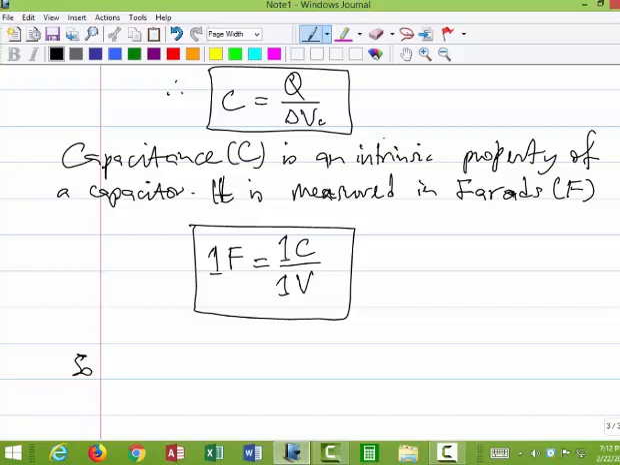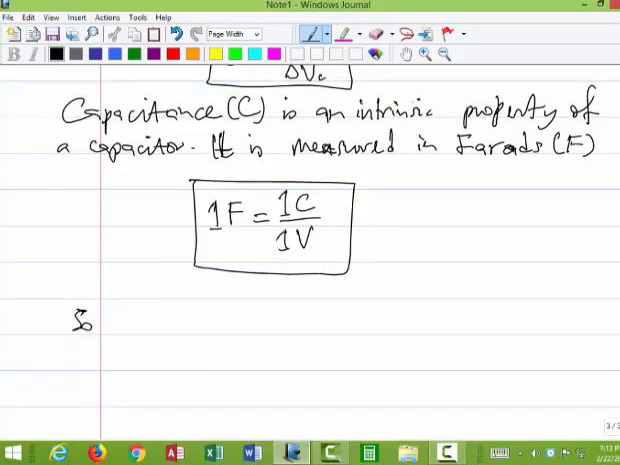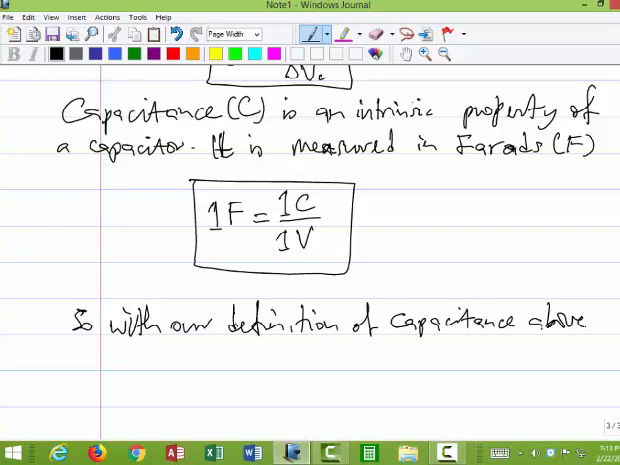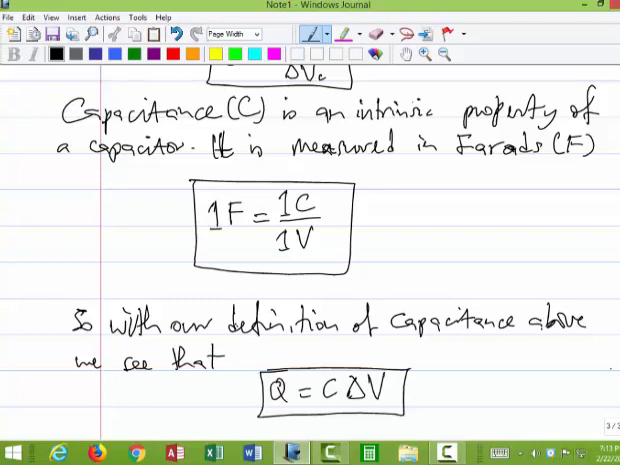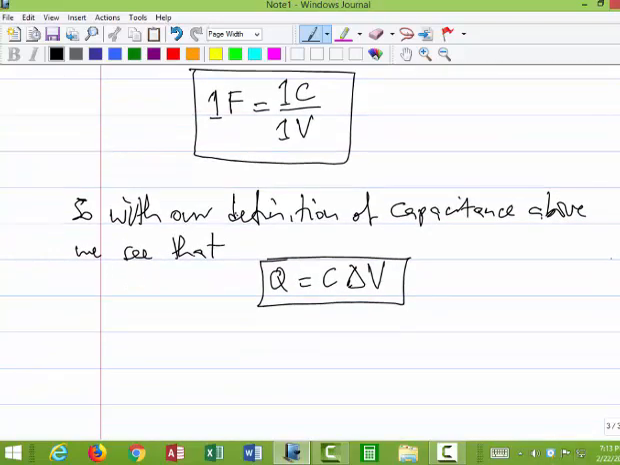Okay. So it will be different for different capacitors. With our definition of capacitance above, we see that the total charge accumulated on a capacitor is given by the capacitance multiplied by the potential difference. Is that 1 coulomb or what? Yes, that's one coulomb per volt.